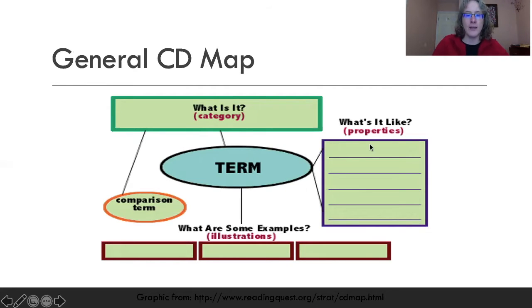So here is a general template of what a general CD map looks like. We have our overarching term. We have the overarching category: what is the term, what does it fall under? What's it like: the properties, characteristics, or attributes. The comparison term. I'm not sure why it's pulling off of the what is it, because it's usually comparing or contrasting the focal term. And some key examples or illustrations down below.